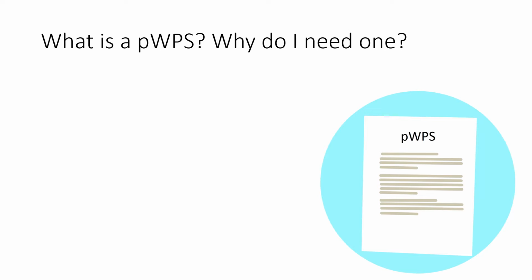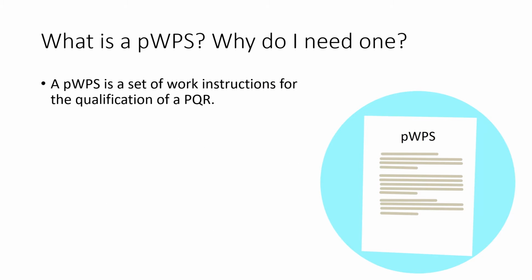What is a pWPS and why do we need one? Well, a pWPS is a set of work instructions for the qualification of a PQR, a procedure qualification record. So when we're doing a procedure qualification record, we need to weld up a test plate. And odds are a welder's going to be doing that. So we need to have written instructions for that individual.